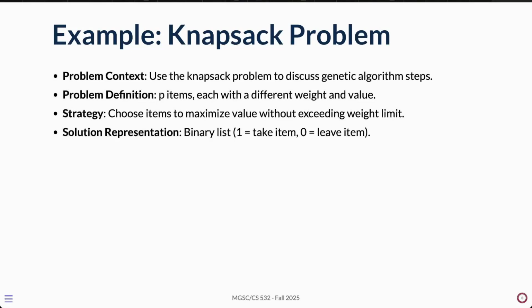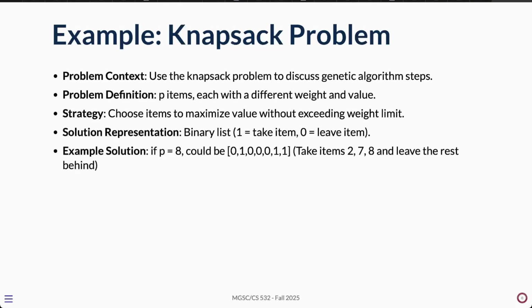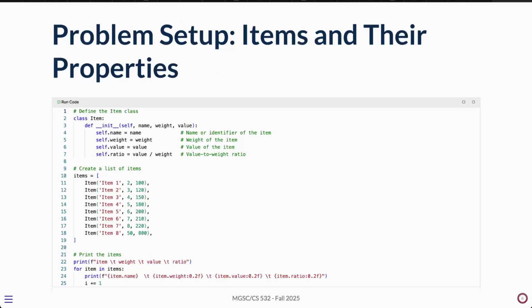What makes it challenging, though, is that it's a discrete combinatorial problem. For each item, we're having to make this binary decision, right? Take it or leave it. So with p items, we have 2 to the p possible outcomes. That's over a million combinations just for 20 items. Let's take a look at this example. Here, we're defining an item class, which encapsulates all of the properties that we need for each potential item in our knapsack.